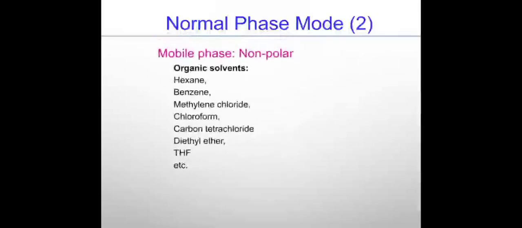Okay, then here the mobile phase is non-polar. Which mobile phase are we using? We are using organic solvents like hexane, benzene, methylene chloride, chloroform, carbon tetrachloride, diethyl ether, and THF, etc. So these organic compounds are non-polar in nature. That means their polarity is less as compared to other compounds.